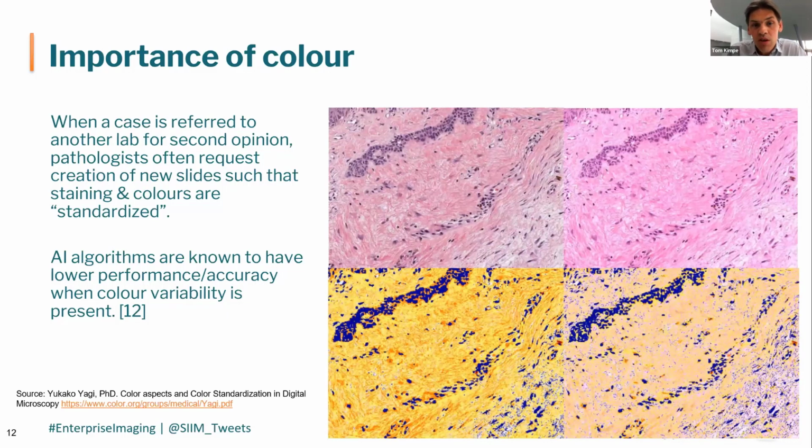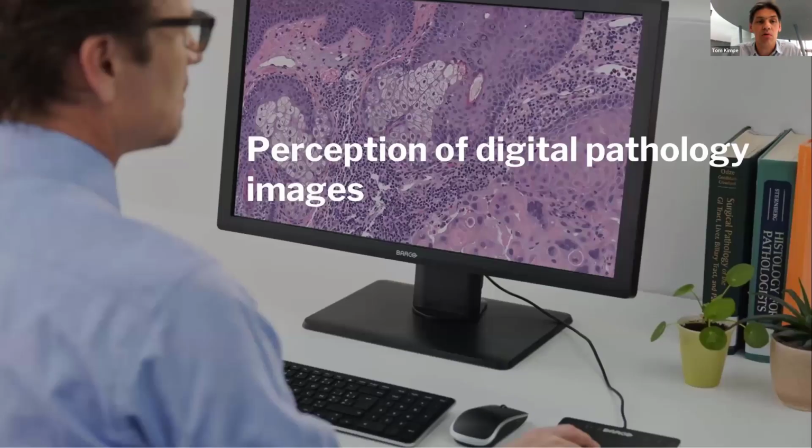So this is true for human reading, for manual reading, but with artificial intelligence being used more and more, accurate colors is even more important because it's well known, and there are a few references that you will find here and in the reference section of the presentation, that AI algorithms are quite sensitive to changes in color characteristics. So in other words, if you give a certain slide image to an artificial intelligence algorithm, or you give the same tissue that is generated in another lab with a different color characteristic, it's likely that there will be slight or less or larger differences in the AI output. So color accuracy is quite important.